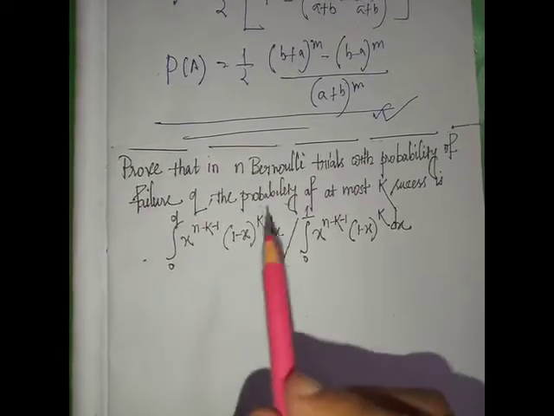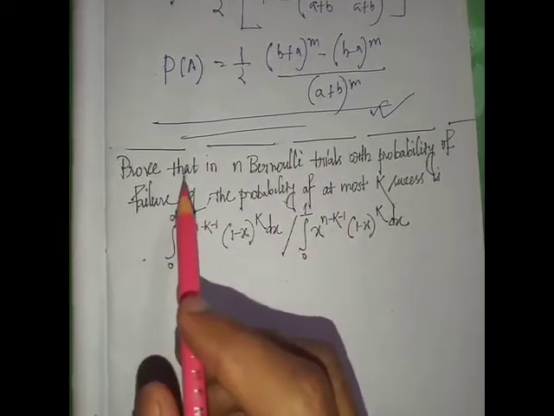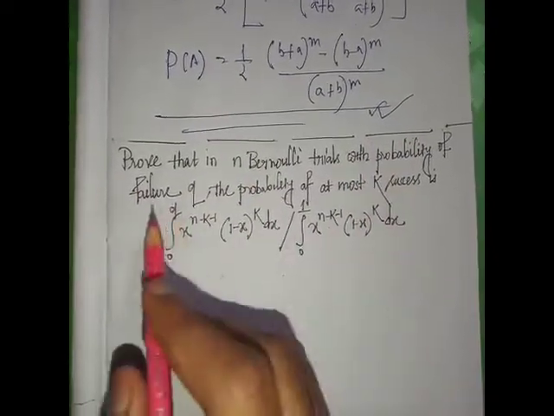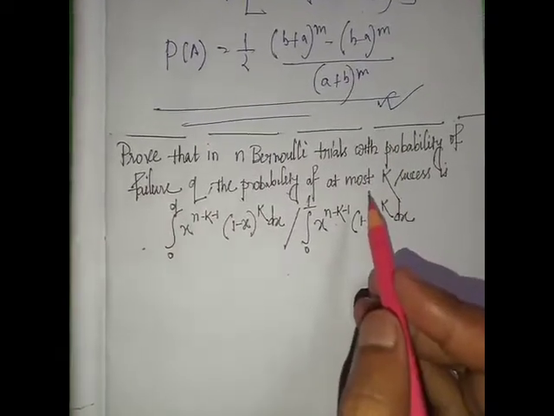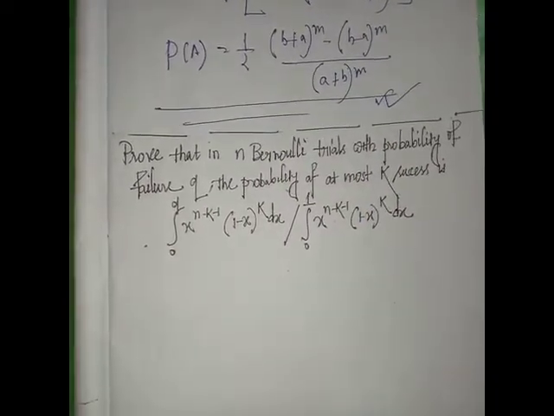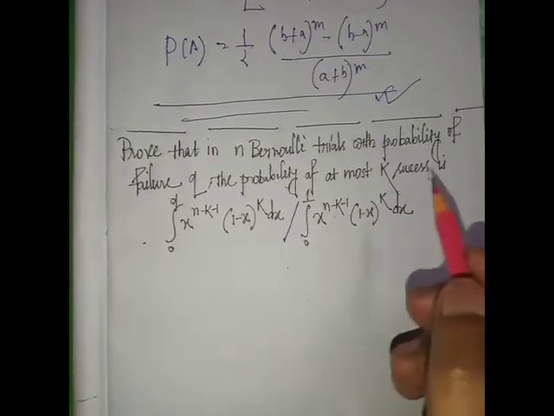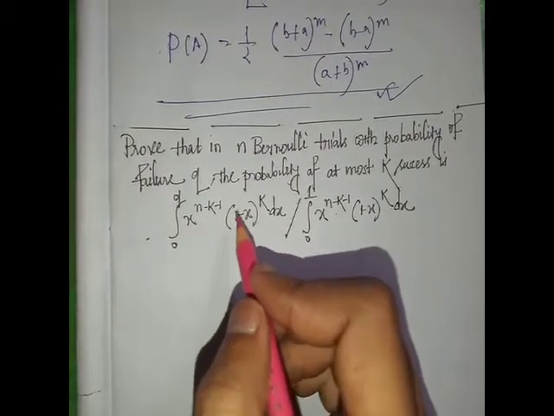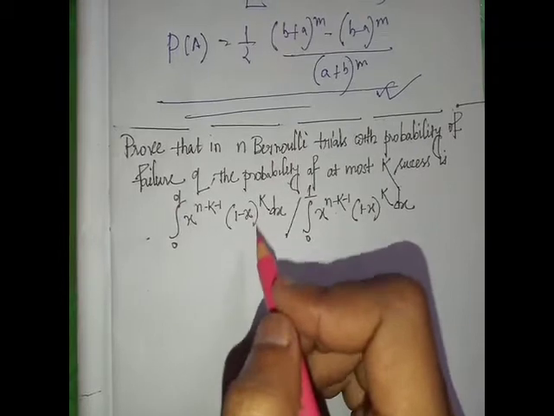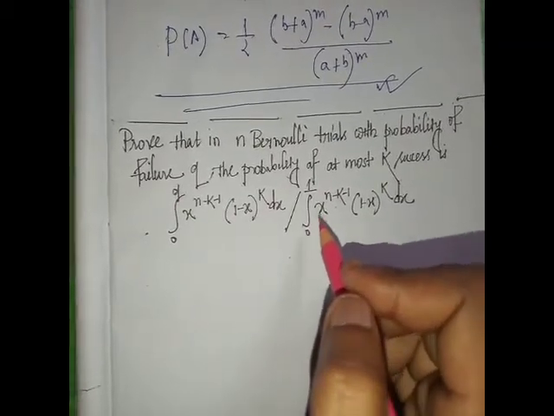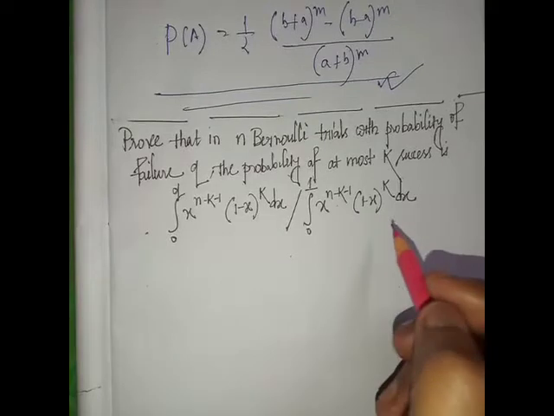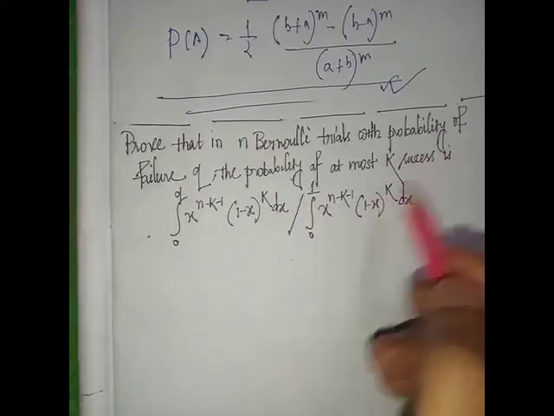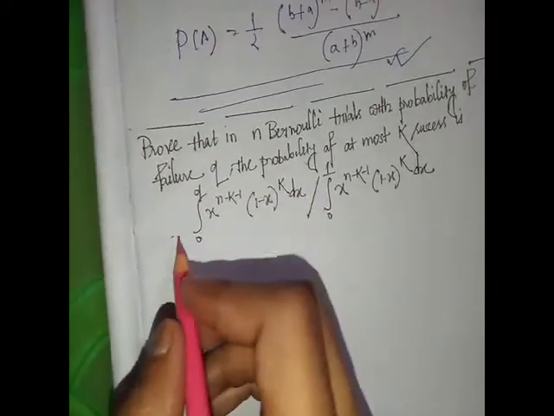Next, we discuss another problem. Prove that in n Bernoulli trials with probability of failure q, the probability of at most k successes is the integral from 0 to q of x to the power n minus k minus 1 times (1 minus x) to the power k dx, divided by the integral from 0 to 1 of x to the power n minus k minus 1 times (1 minus x) to the power k dx. So the probability of at most k successes is this. We prove this.